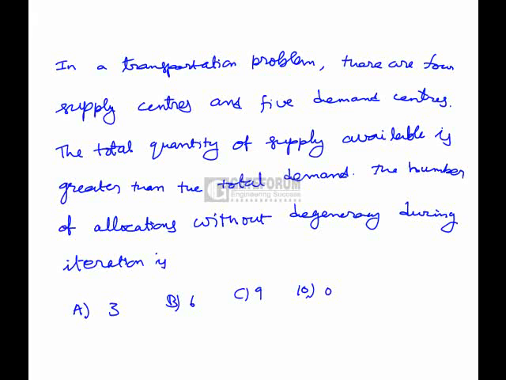In a transportation problem, there are 4 supply centers and 5 demand centers. The total quantity of supply available is greater than the total demand. The number of allocations without degeneracy during iteration is, here the right answer is C, that is 9 allocations required.